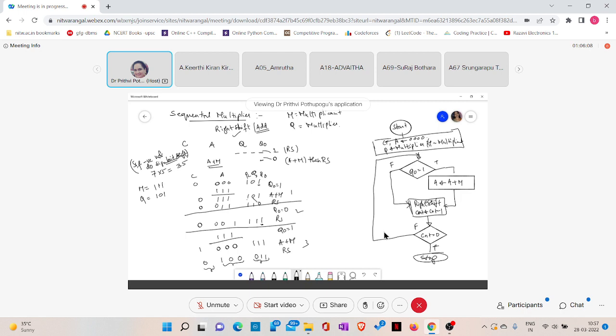That means this is 0, 1, 0, 0, 0, 1, 1. So this is 1, 2, 4, 8, 16, 32. So this should be equal to 35. So this is the result. Your sequential multiplier is very simple. Simplest to form.